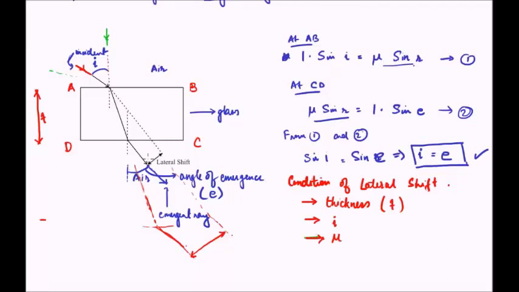The final condition, let's use red again, on which lateral shift depends is the refractive index of the medium and the wavelength of the light. Refractive index itself will depend on the wavelength. So if the refractive index is more, then there would have been more deviation here, and as a result the lateral shift would have been larger, right? So we have seen the three factors which affect the lateral shift.